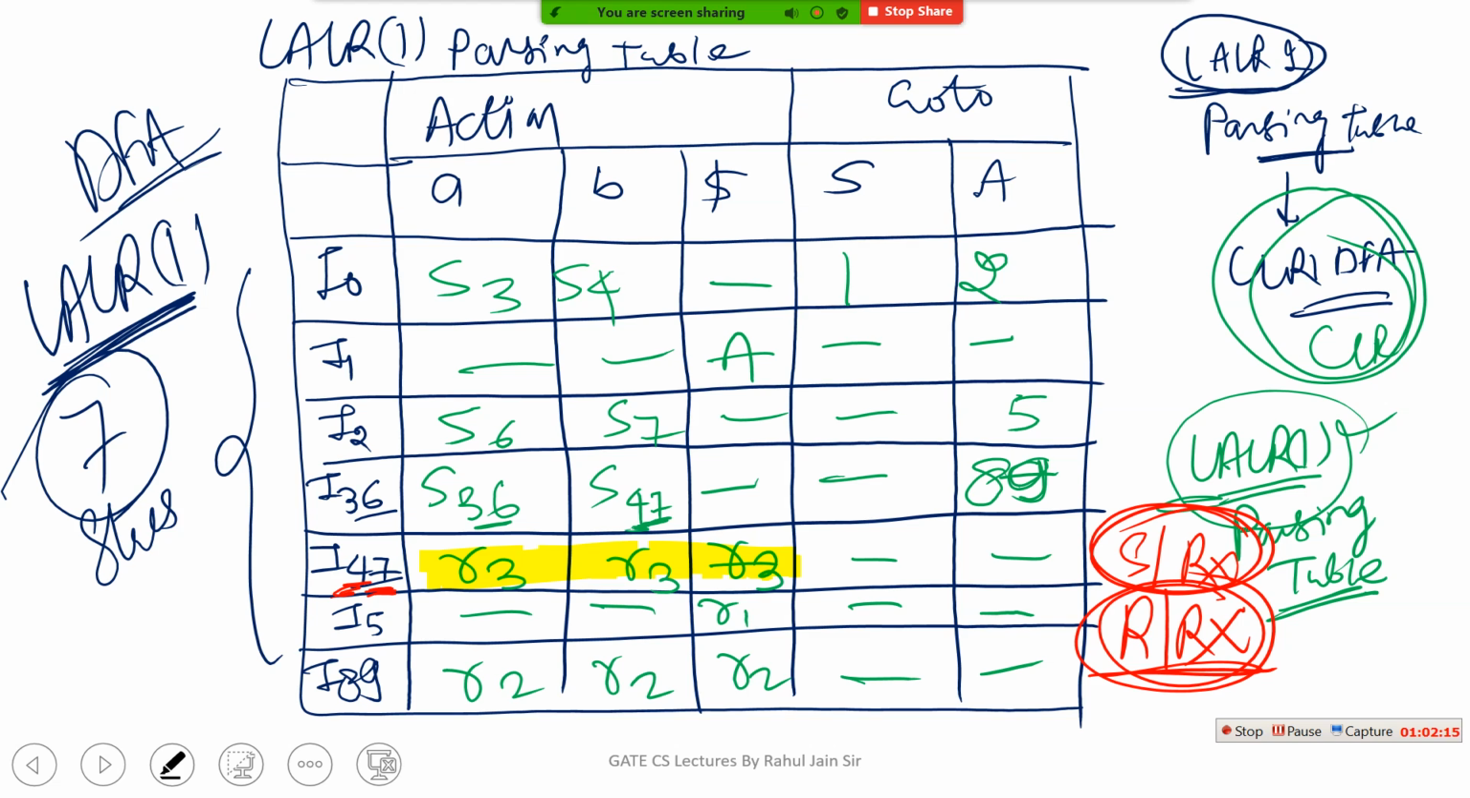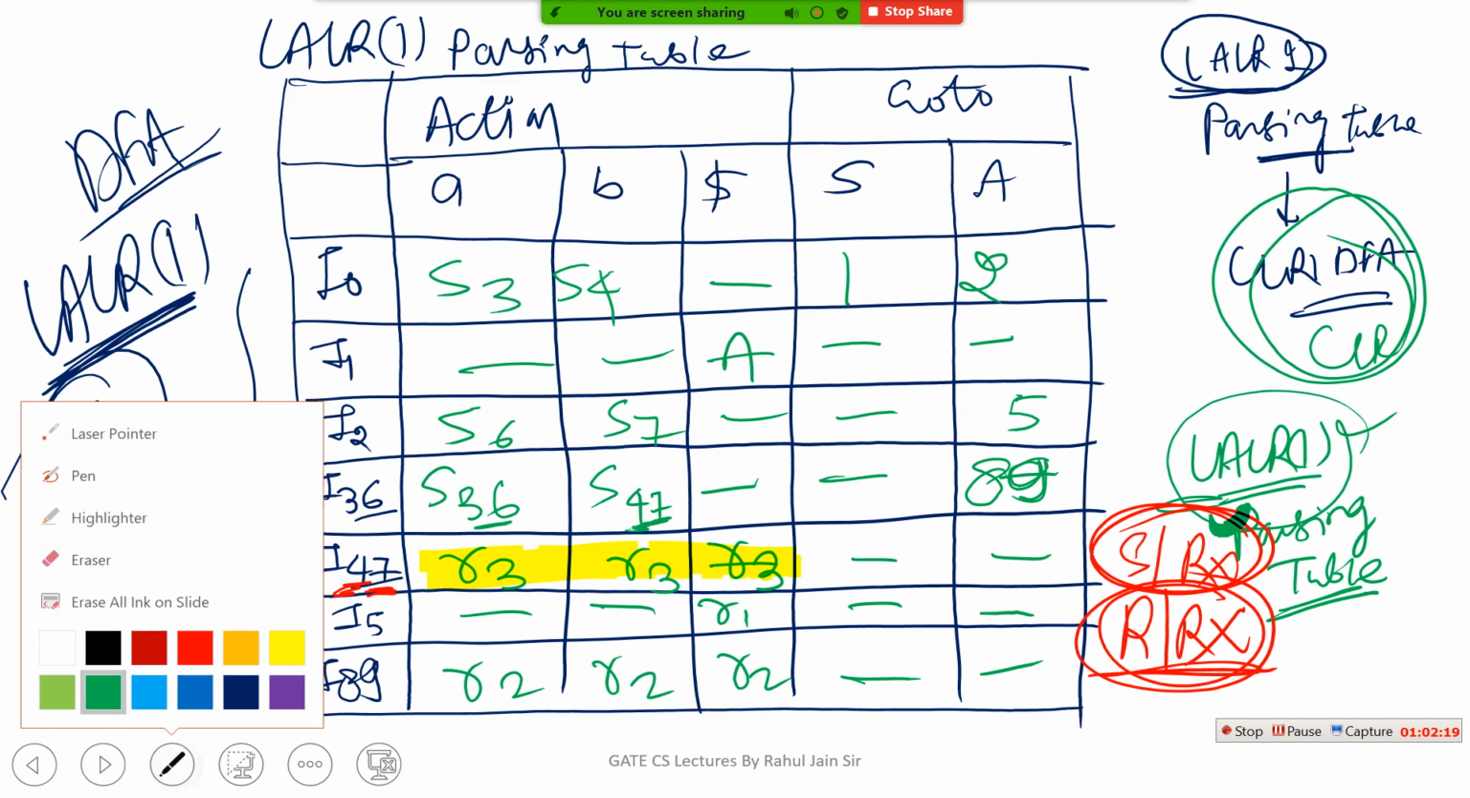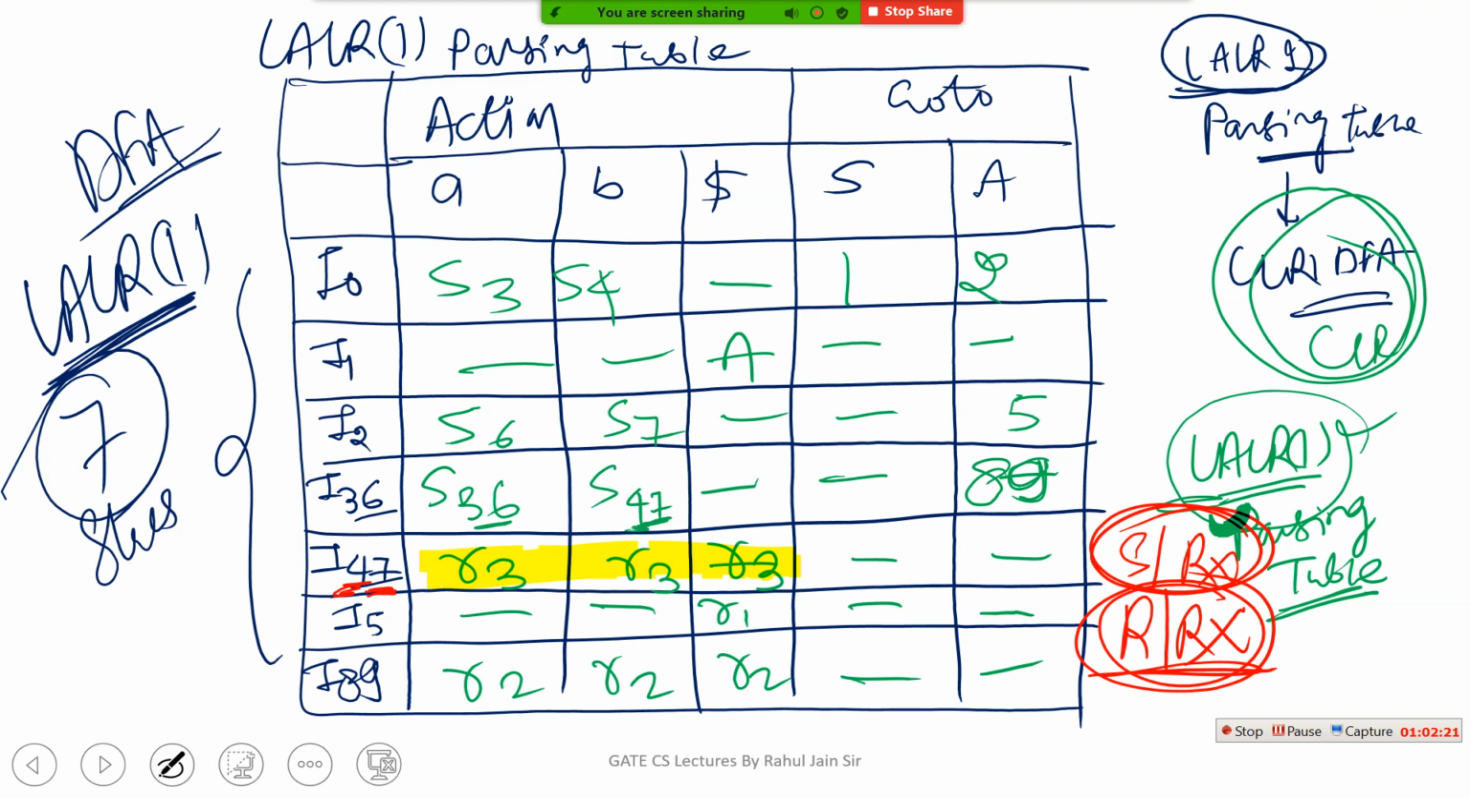Okay guys. So I don't have any shift-reduce conflict and I don't have any reduce-reduce conflict in that. Now you can't say that, sir, it is shift-reduce, because this is the same state, this is again the same state. It is not a shift-reduce conflict, right? Because this is the same state. Don't get confused with that. Don't get confused. Okay, this is the same state.